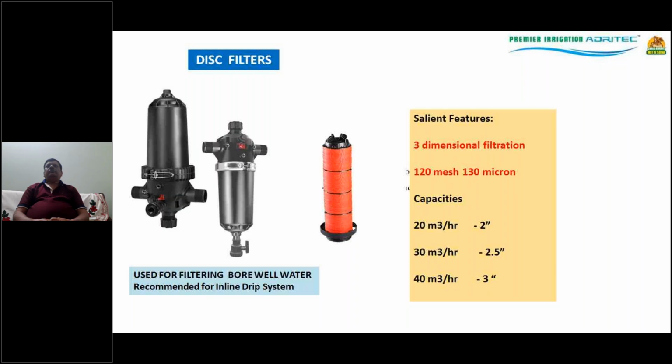So that is how the filtration is happening. This is basically a superior filter and slightly expensive, and this is generally recommended for the inline drip irrigation system. As you know, in the inline drip irrigation system, the inline emitters are there inside the tube, and that cannot be removed and cleaned. So therefore utmost care should be taken to give a good filter.